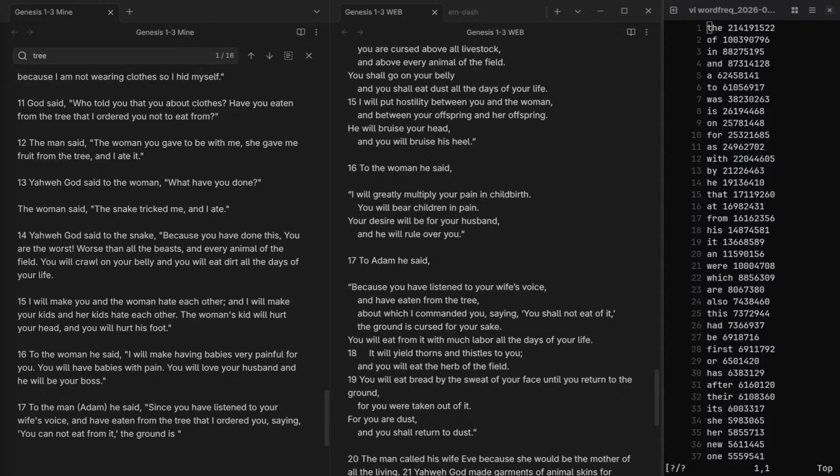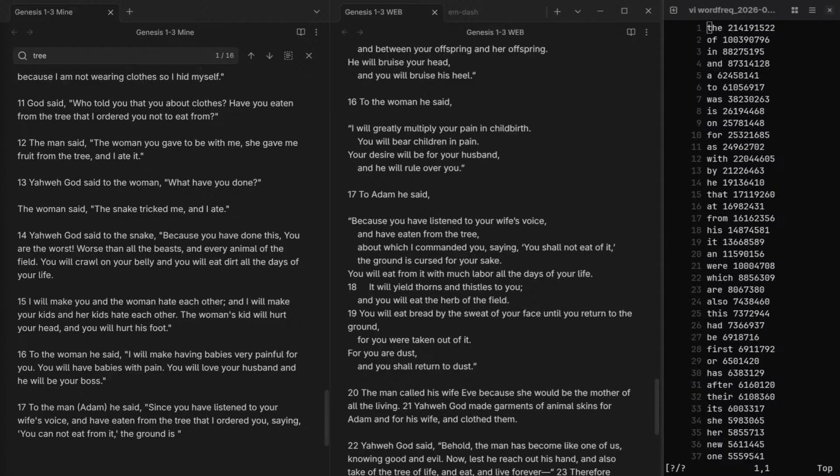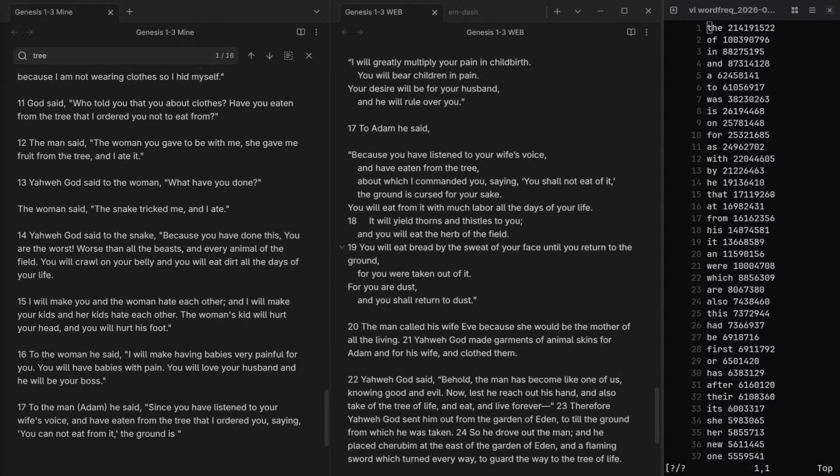Okay, let's look at the story. The ground is cursed for your sake, or because of you. You will eat from it with much work all the days of your life. It will grow thorns and thistles, and you will eat the grass of the field. You will eat bread by the sweat of your face until you return to the ground where you were taken out of it. For you are dust, and you shall return to dust.